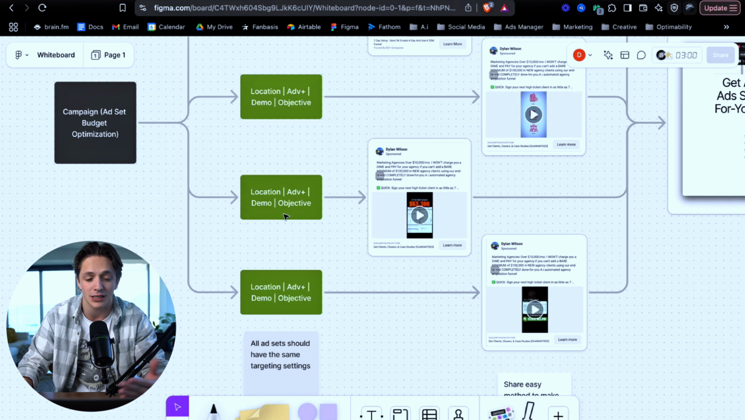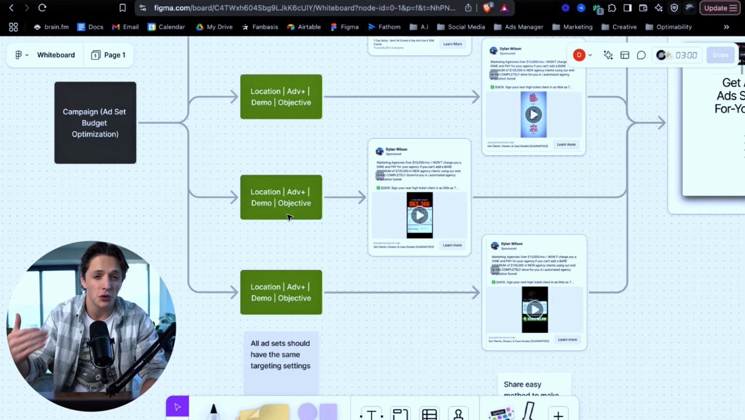If not, I just leave it broad. And then the last thing is the objective, which when we're scaling these accounts is usually going to be a call-based objective, right? Sometimes if you're getting a lot of sales frequently, then you can optimize for conversions. But unless you're getting upwards of 30 to 40, 50 sales per month, you're going to want to stick to a call-based objective.